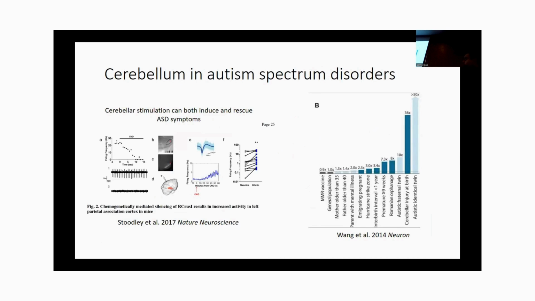It's also possible with cerebellar stimulation, at least in animal models, to induce or rescue ASD symptoms. A fact that I think is quite interesting is that a cerebellar injury at birth really increases the risk that someone will later develop autism. So we had many reasons to get interested in the structure of the cerebellum across neurodevelopmental and psychiatric disorders.